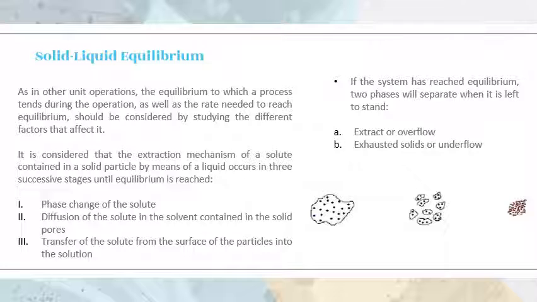If the system has reached equilibrium, 2 phases will separate when left at rest: extract, or upper flow. This is the separated solution, consisting of solute and solvent. It is also called miscella. And refined, or lower flow. It is the residue formed by the inert solids and the solution retained within it. Once equilibrium has been reached, the solution will have the same solute concentration as the extract. And if the solution is saturated, the inert solid may also contain undissolved solute.